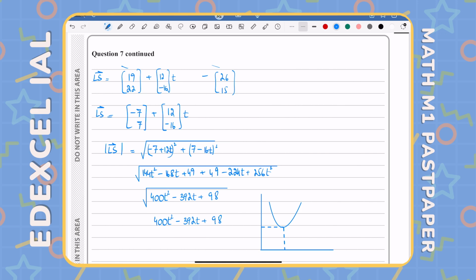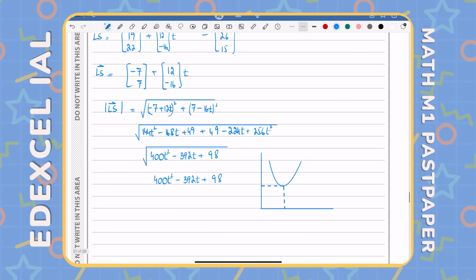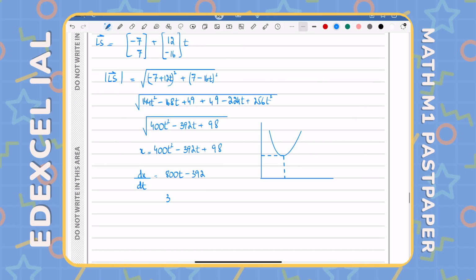How do we do that? We don't have to use anything to do with vectors, we can just use differentiation. Let's say that this is the distance, let's call this x. So we're going to do dx upon dt. That would be equal to 800t minus 392, and since I want to find out the coordinates of the turning point, because the turning point is the stationary point which is also the minimum point, I need to equate this to 0. So 800t minus 392 equals 0, and then simply solve for t, and you will get 0.49. So this is the value of t when it is the closest.